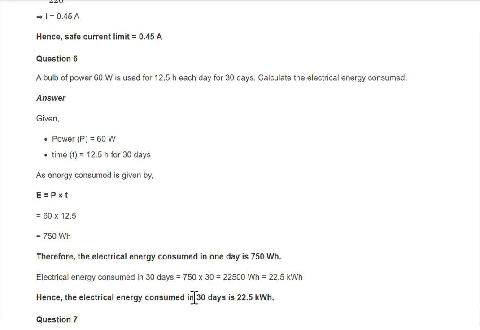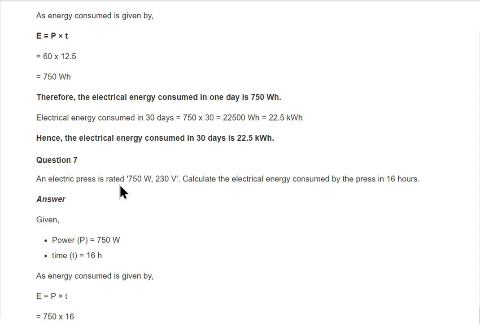For 30 days, we multiply that by 30. So 22,500 watt hour. Watt hour is the short form, and we need to write the answer in short form. Divided by 1000 it becomes kilowatt hour. So 22.5 kilowatt hour will be the total electrical energy consumed in 30 days.